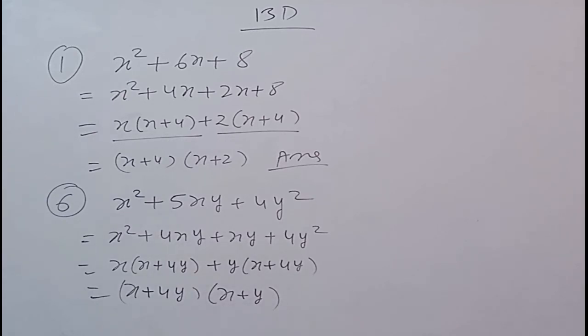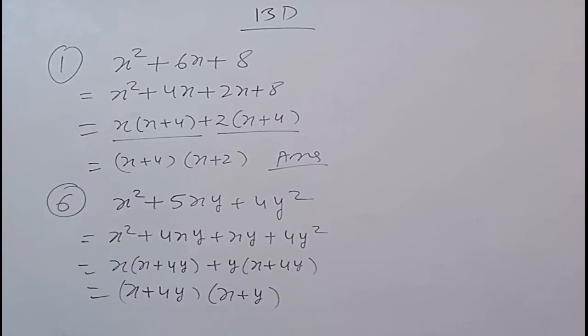Now we are taking question number 6, x square plus 5xy plus 4y square. So similarly we will take 4, the constant part of the last term, and the constant part of the first term, that is 1. So 4 ones are 4, that will give the 4, but we have to make 4 as a sum or the difference as 5. So that will be 4 and 1. So write down x square plus 4xy plus xy, that will give the 5xy, and plus 4y square.